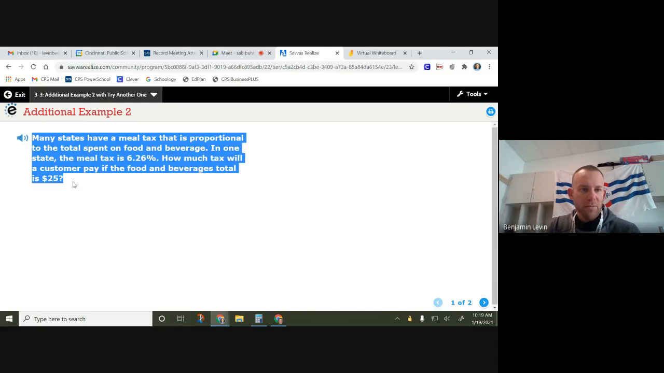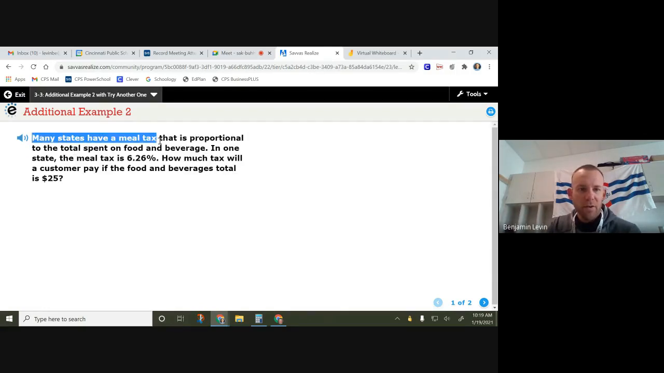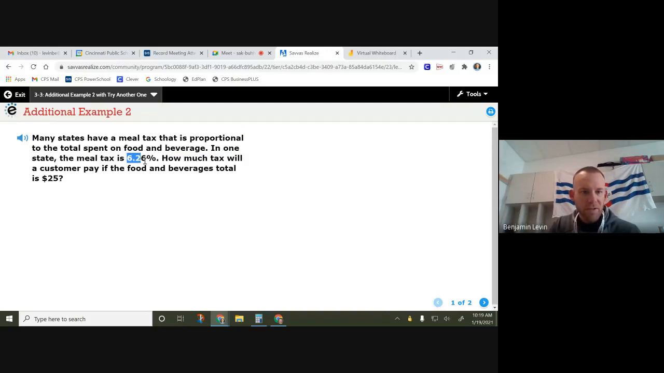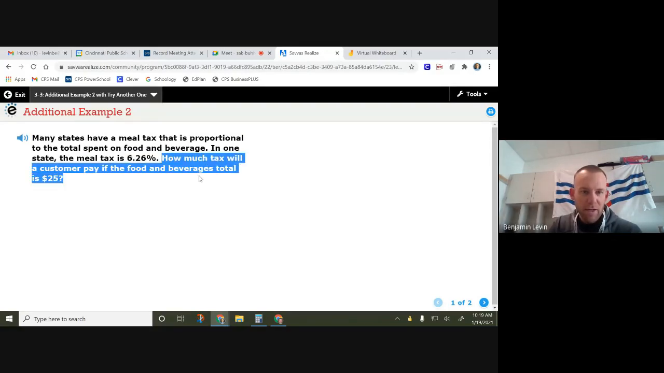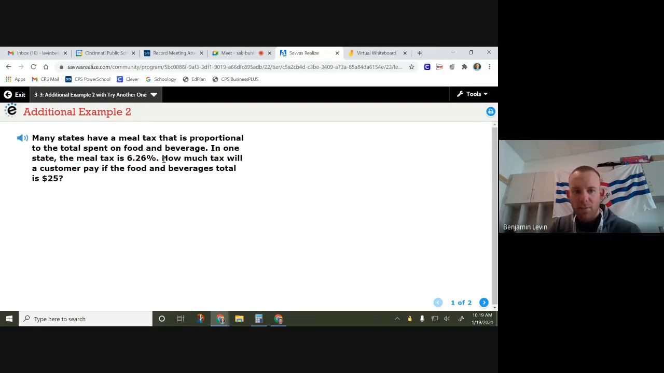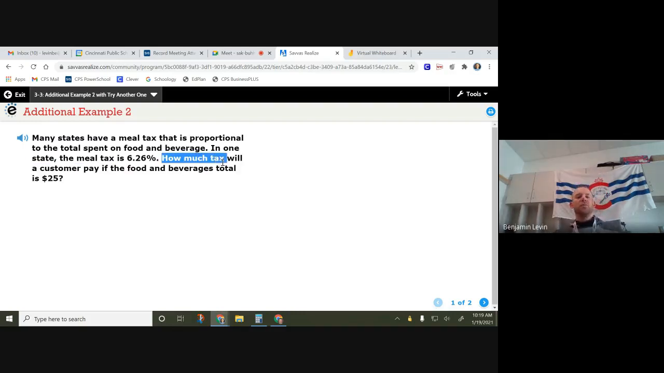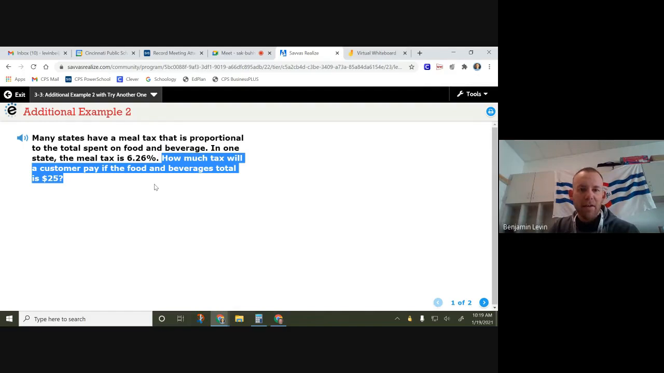Okay, we've already done one similar to this. Many states have a meal tax that's proportional to the total spent on food and beverage. In one state, the meal tax is 6.26%. Very similar to what we just saw in the state of Connecticut, right? Ohio's varies by county. Hamilton County, where we live, it's 7.8. Most of the rest of the state, it's 7.0. But how much will tax? Here we go. How much tax will a customer pay if the food and beverages total is $25?